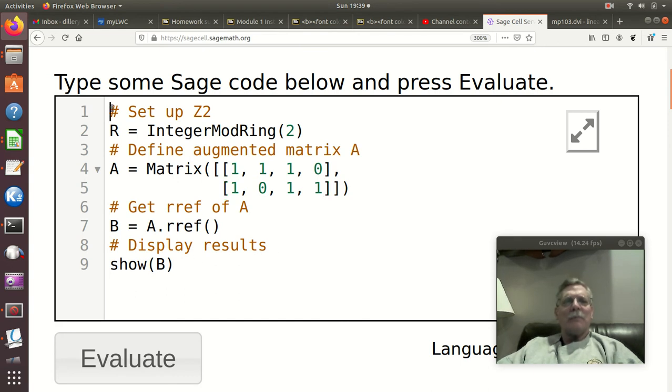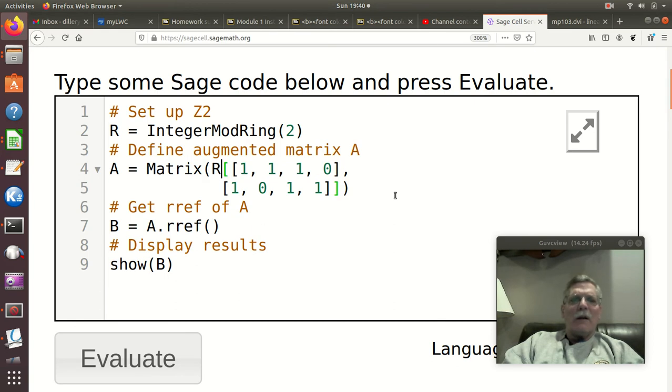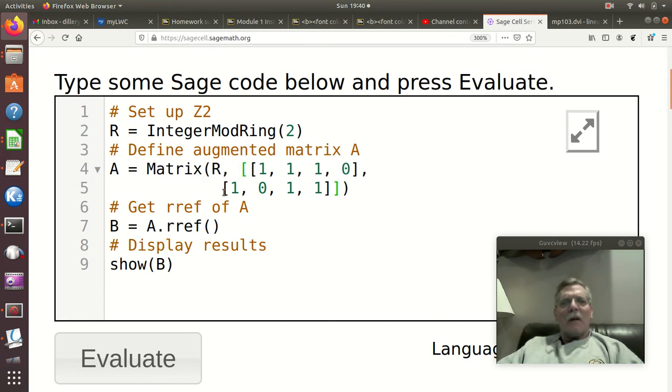But ahead of time, I need to tell it I want to work in Z2, and this is how I tell it I want to work in Z2. Now, I'm using an uppercase R here, because that's what I copied from something on the internet. And so here, I also have to put an R. So I need that R there, otherwise it won't know. I have to define it here to be Z2.